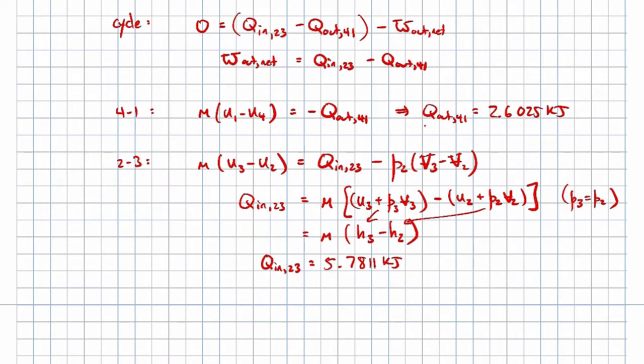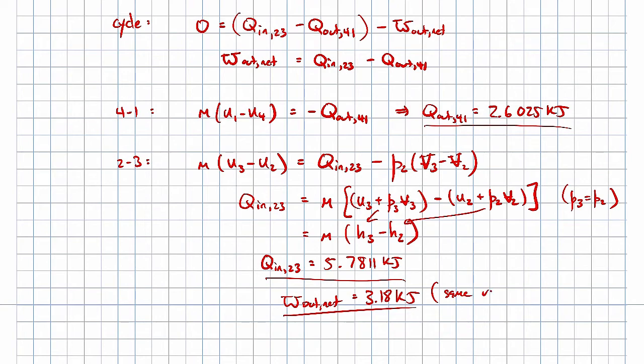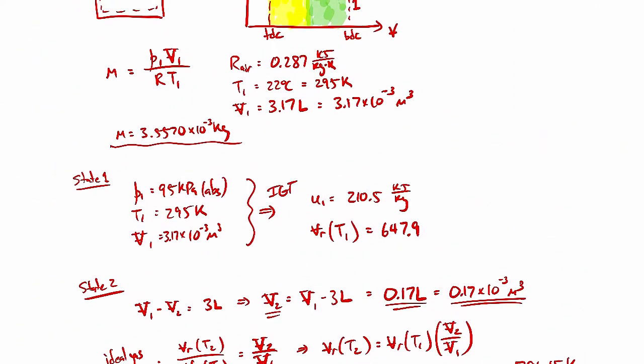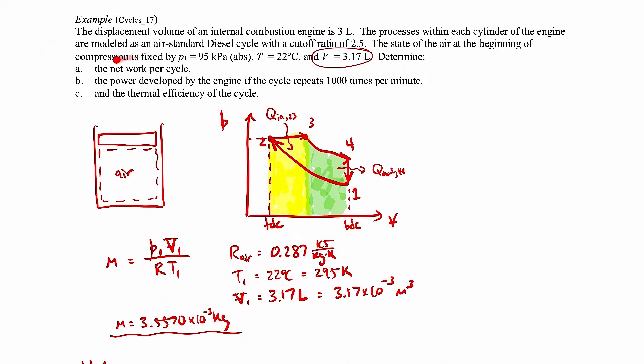So now we know our Q out and our Q in. We can plug those back into our expression up here for the net work out, and you get the exact same value. It also comes out to be 3.18 kilojoules. So the same value as before. I just wanted to show that you could do it two different ways, whatever is your preference. All right, so that's part A of this problem, find the net work per cycle.